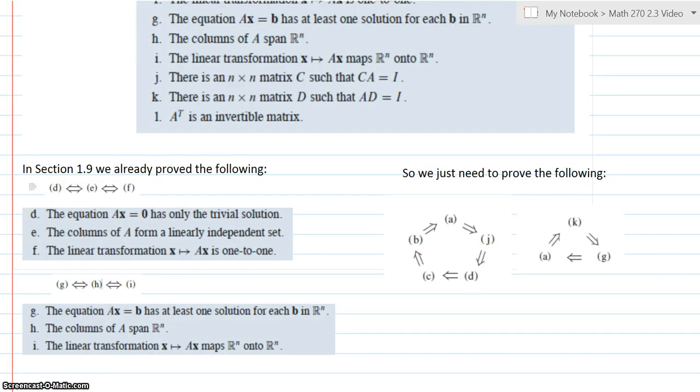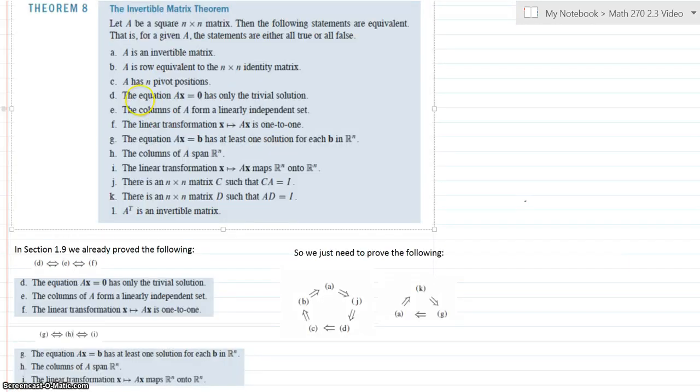So I'm going to start by just looking at D is equivalent to E, which is equivalent to F, which we actually have already proved in section 1.9. Let me make this smaller so you can see the actual theorem. So the equation AX equals 0 has only the trivial solution, is equivalent to the columns of A form linearly independent sets. With F, the linear transformation is 1-to-1. We saw all those three from chapter 1.